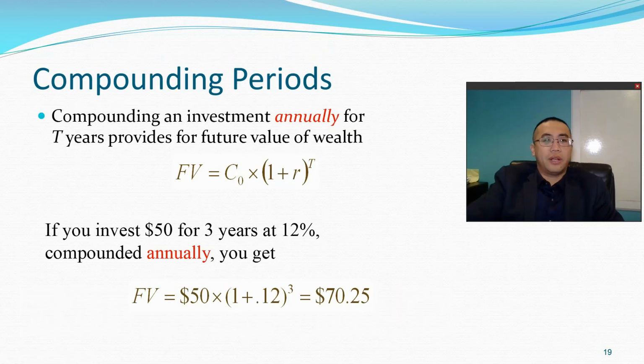The next topic here is compounding periods. And right here, compounding basically means you accumulate the interest, you raise to the power, take the exponent, to solve for the future value. The future value here is cash flow 0 times 1 plus interest raised to the power of t number of years. If you invest $50 for 3 years at a 12% rate, compounded annually, you're going to raise the annual rate by the number of years to get the future value. So that's something we have learned before. This will be fairly simple.